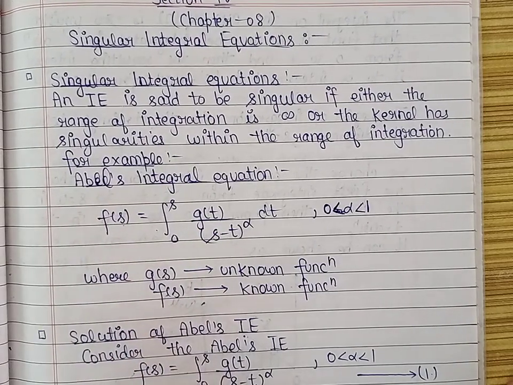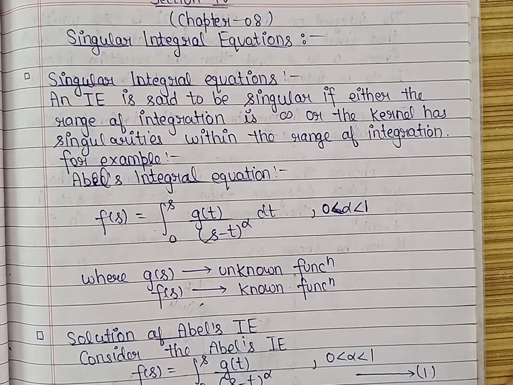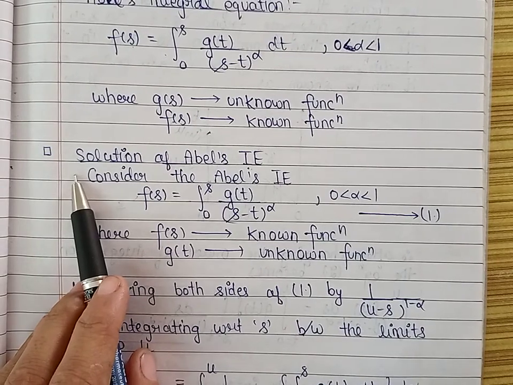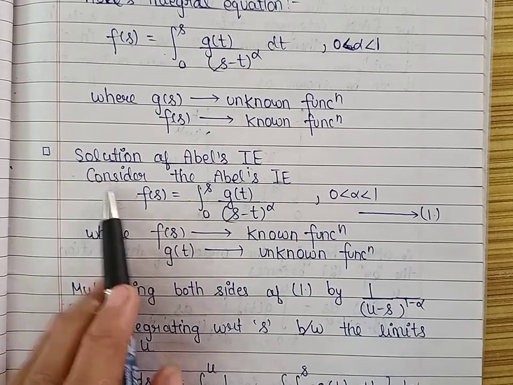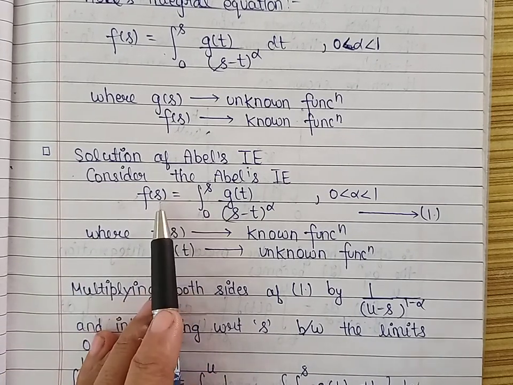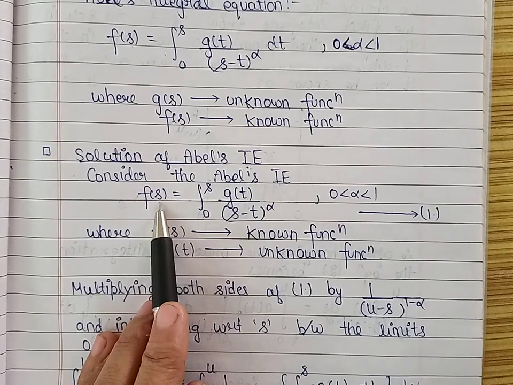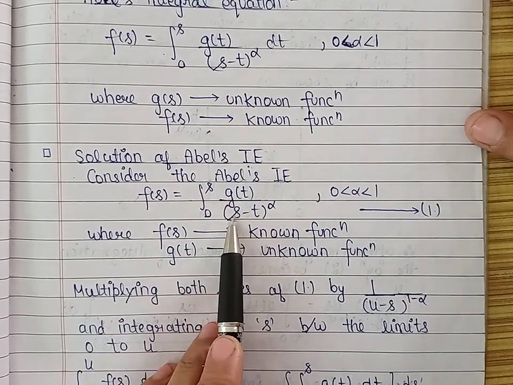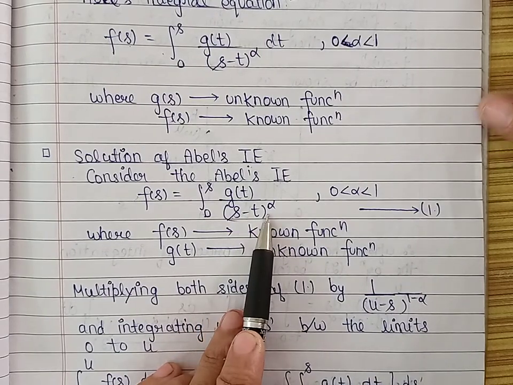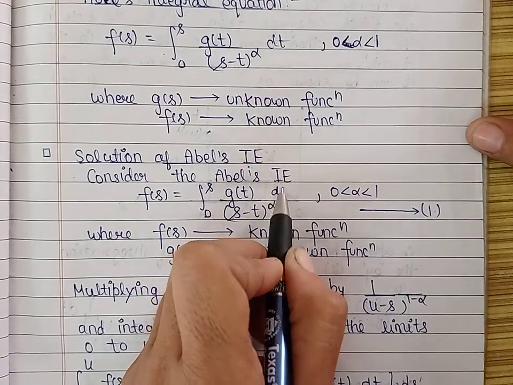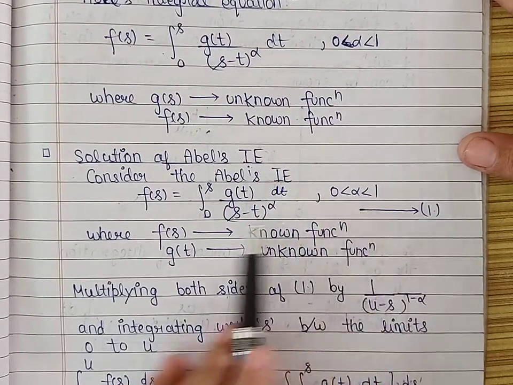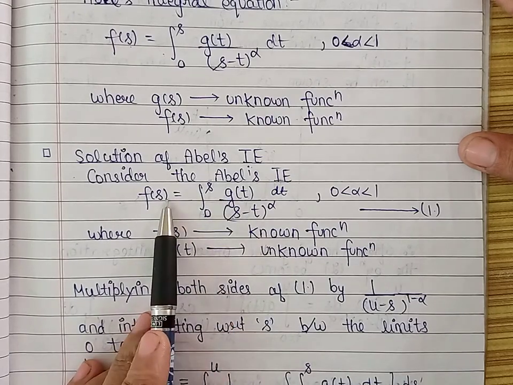Now we will solve this integral equation. So our first topic is the solution of Abel's singular integral equation. As we defined, Abel's integral equation is given by f(s) is equal to integral 0 to s g(t) divided by (s minus t) whole raised to the power alpha, and this integration is with respect to t. Here alpha lies between 0 and 1. Function g is unknown, function f is known.